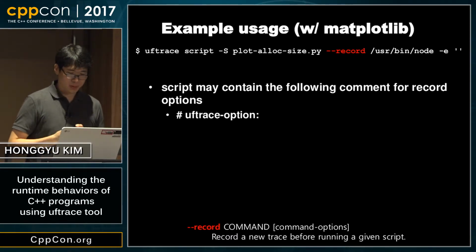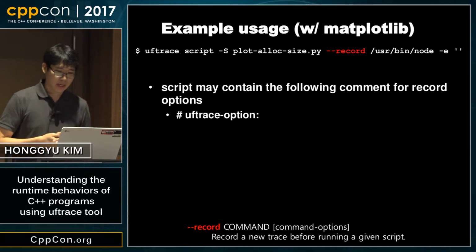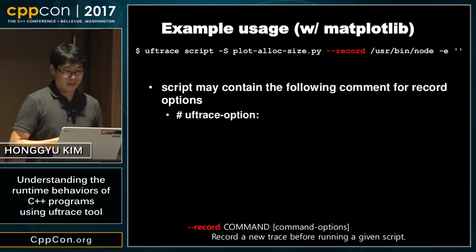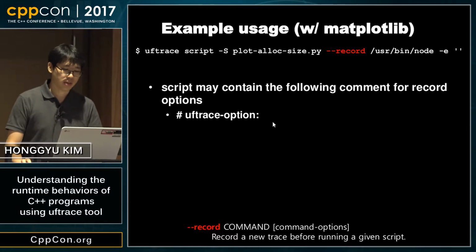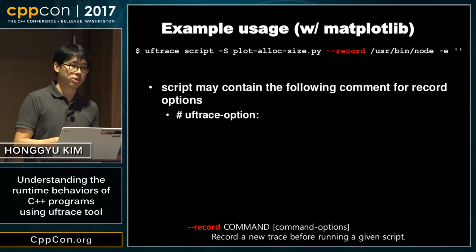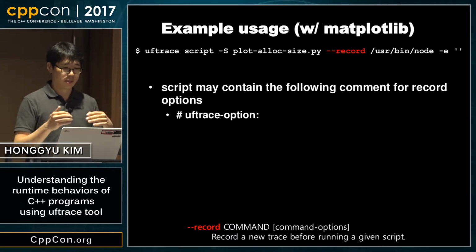So there's another example. I just traced a prebuilt binary node.js, and I passed one single Python script. In the Python script, there are some kind of comments in uftrace option in here, and so we can write some kind of uftrace record options. In that case, you don't have to explicitly specify the options outside. You can specify some of the information inside the script.